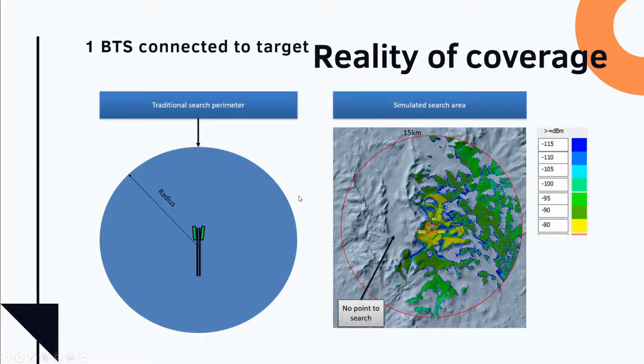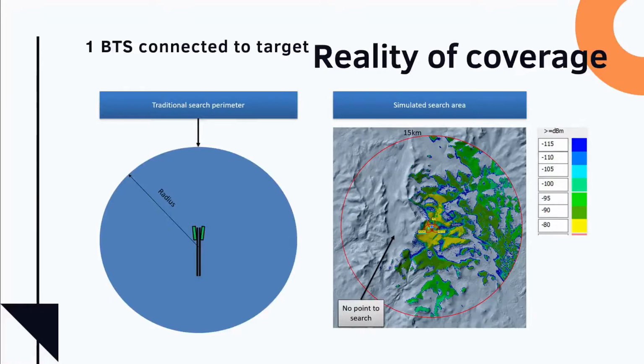So this is an excellent example. On the left-hand side, you have a traditional way where you assume that the coverage of a site is a radius. And that's not the reality of things, of course. The radius approach is going to give you a massive area, of course. It gives you a circle. And that's what I showed you before. That's the traditional approach.